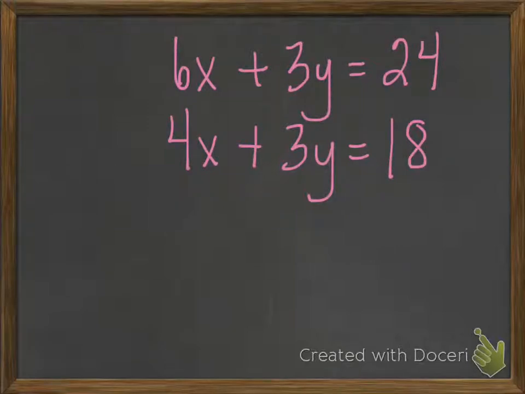So in this case, your example problem is 6x plus 3y equals 24 and 4x plus 3y equals 18. As you can see, the x's are lined up, the y's are lined up, and the constants are lined up. This way you can easily compare to see what you can eliminate.